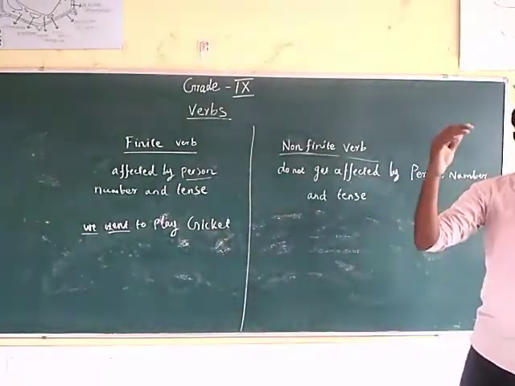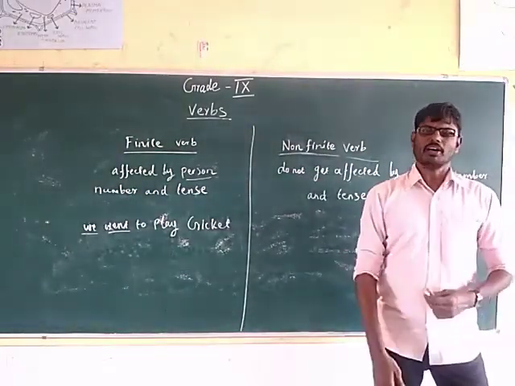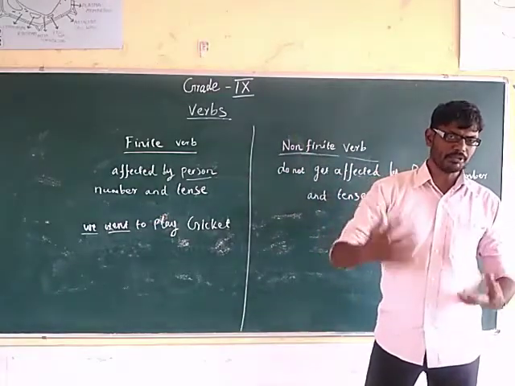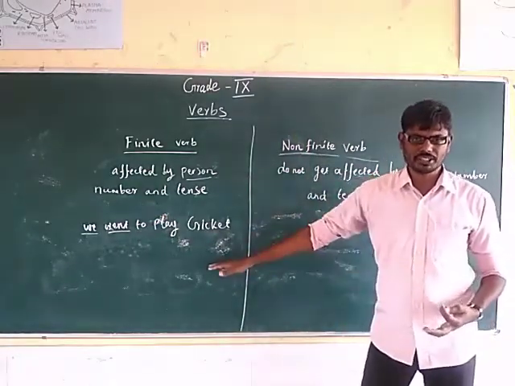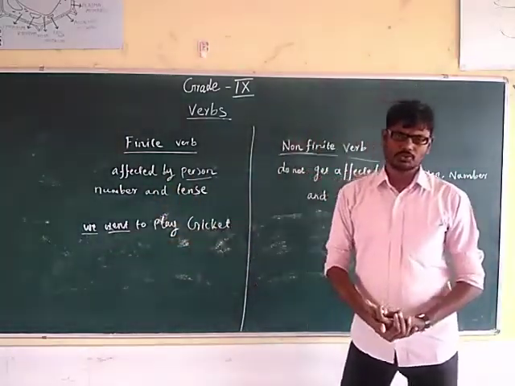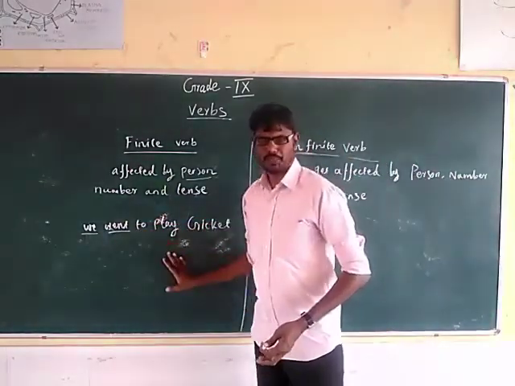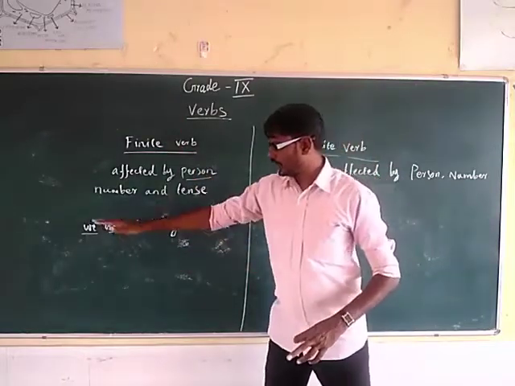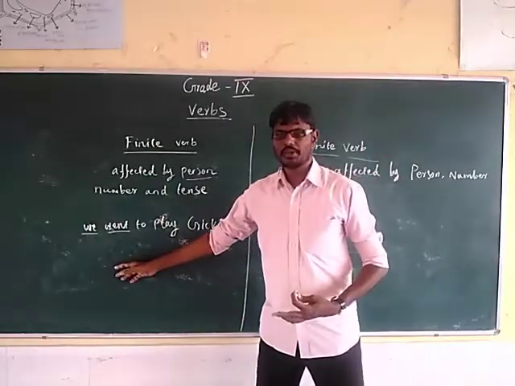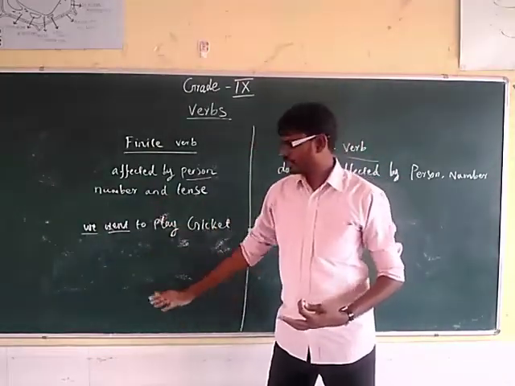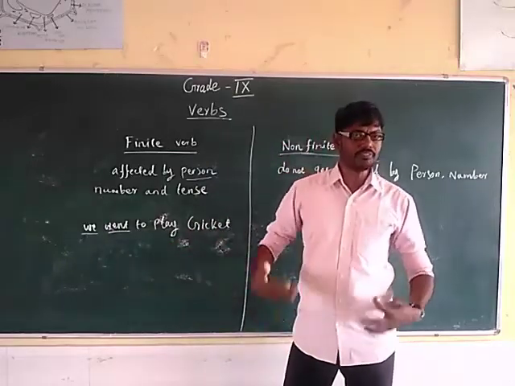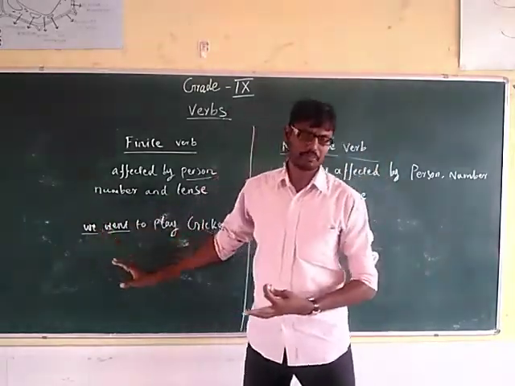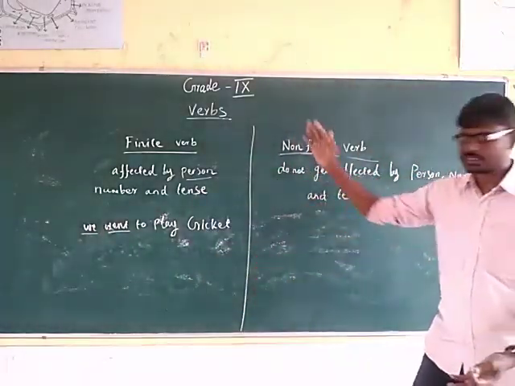That verb is called a finite verb. So what is a finite verb? The verb which can be changed into other tenses is called a finite verb. Even after changing the tense of the verb, it gives meaning and doesn't affect the meaning of the sentence. See, we went to play cricket: go, went, gone. For example, we went to play cricket, we go to play cricket, we will go to play cricket, we have gone to play cricket. Even after changing the tense of the main verb, it gives meaning. So those verbs are called finite verbs.